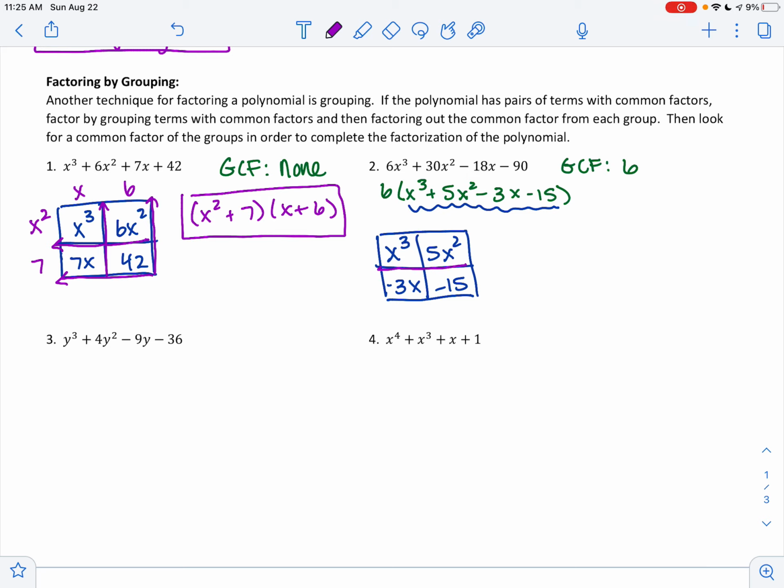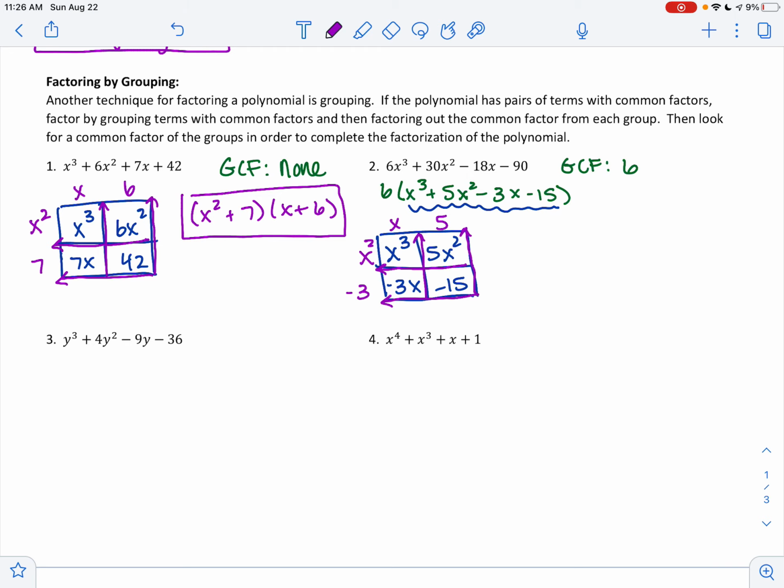The greatest common factor of my top row is x squared. The greatest common factor of the bottom row is negative 3. The greatest common factor of the left side is x, and the greatest common factor of the right side is 5. Let's check our work. X squared times x is x cubed. X squared times 5 is 5x squared. Negative 3 times x is negative 3x. And negative 3 times 5 is negative 15.